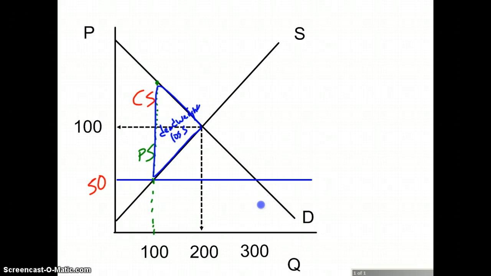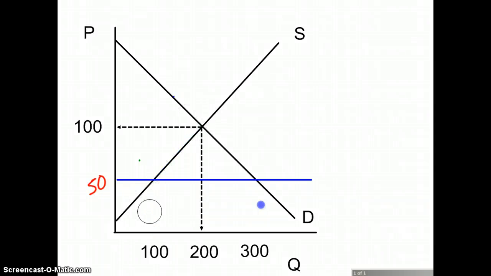a price ceiling. A lot of you, when you looked at the FRQ on oil, interpreted that the same way because the line for the world price looks a whole lot like the price ceiling line. However, those are two completely different concepts. So let's go back here.